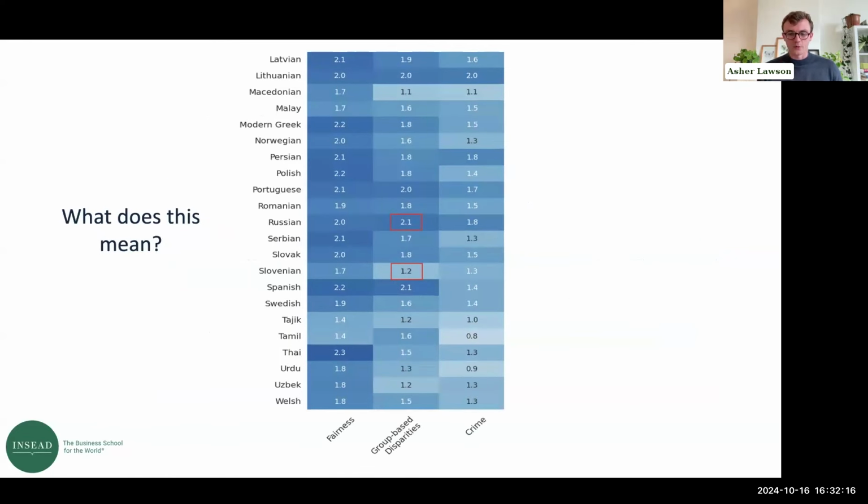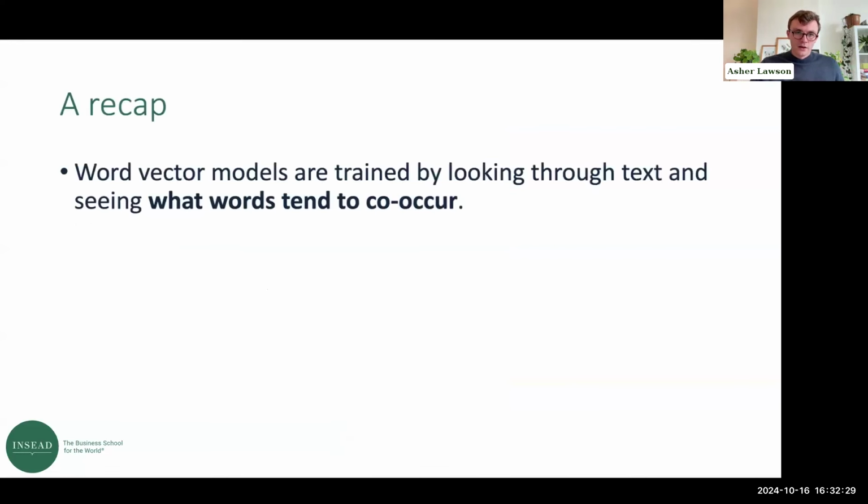If we come back to this example, looking at how Slovenian and Russian have different associations with this group-based disparities bucket of words and this inequality bucket of words, what does this actually mean? If we think about those word vector models, those are just trained by what words tend to co-occur. It's not about people thinking per se. It's about how people talk in those languages about a whole different set of issues. It's not that we're asking people to talk about inequality. This is just trained off web pages and off Wikipedia. So we see all instances where these words that we're zooming in on are used. How do people tend to use them?